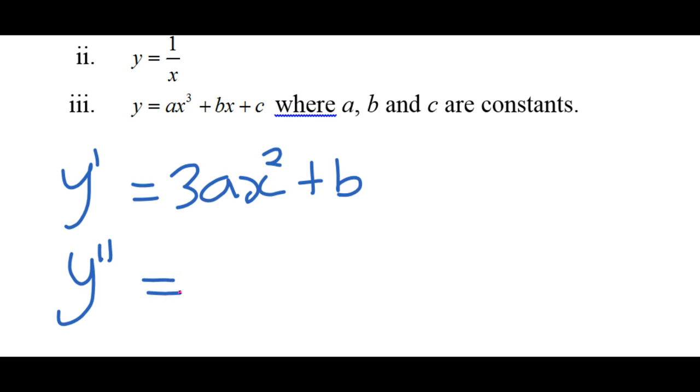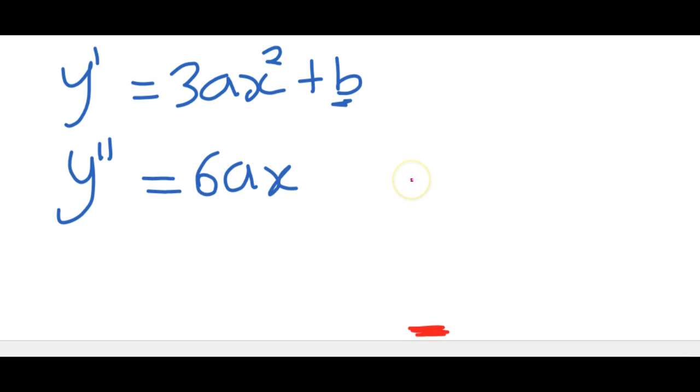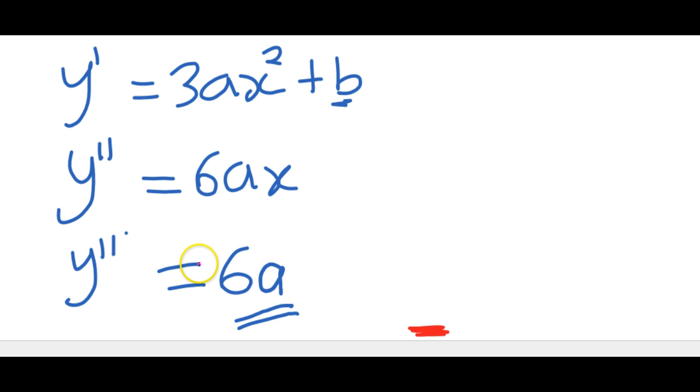So again, I have 2 times this will give me 6ax plus 0, because b is a constant, so it will be 0. Then I go for the final one, prime, and that will give me 6a. So that is the answer. So triple prime, or third derivative of the function, is going to be this.